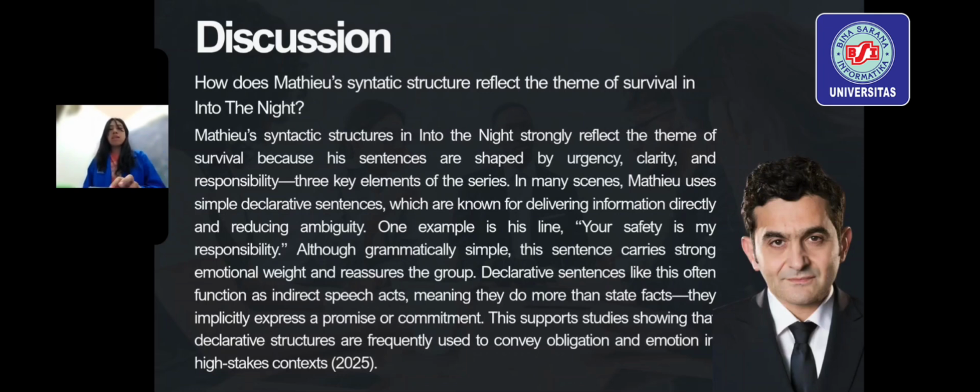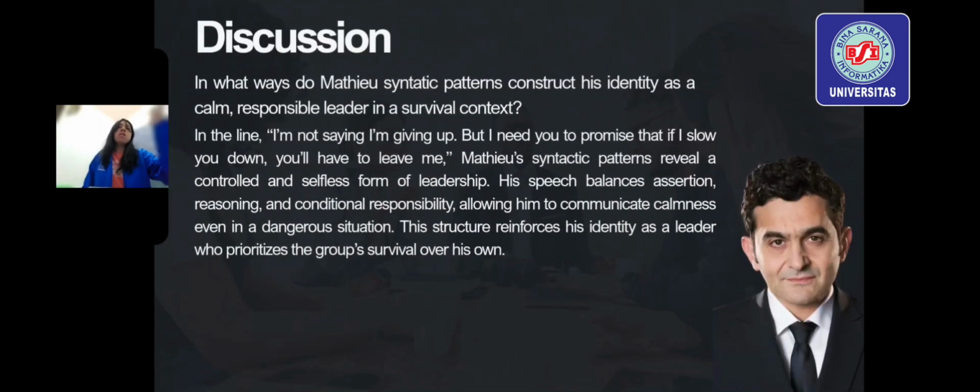Okay, let's just go to the next discussion. Okay, it's still the same. In what ways do Matthew's syntactic patterns construct his identity as a calm, responsible leader in a survival context? Okay, so this is the second line. I really like this line: "I'm not saying I'm giving up. But I need you to promise that if I slow you down, you have to leave me." Matthew's syntactic patterns reveal a controlled and selfless form of leadership.